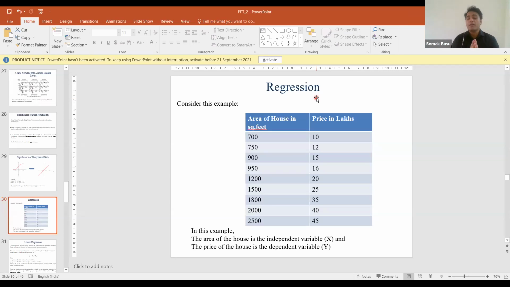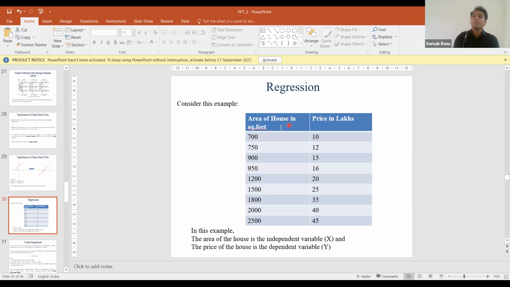So what do I mean by regression? There are basically two main types of problems that we need to deal with. Although there are different types of problems that you can deal with using neural nets or machine learning, regression is one of the most important problems that you try to solve using neural nets or some other machine learning algorithms.